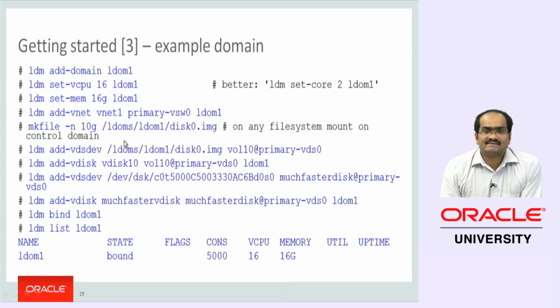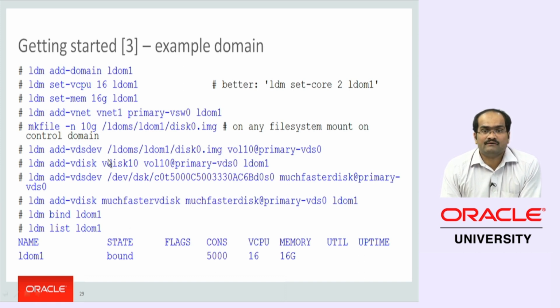Typically, any slice, disk or any backend file should be attached first to the VDS, the virtual disk server. So how do we do that? I am attaching this image to the VDS through add-vdsdev. This is the server side. Please remember this is the process of attaching a disk to the server, that is, the virtual disk server.